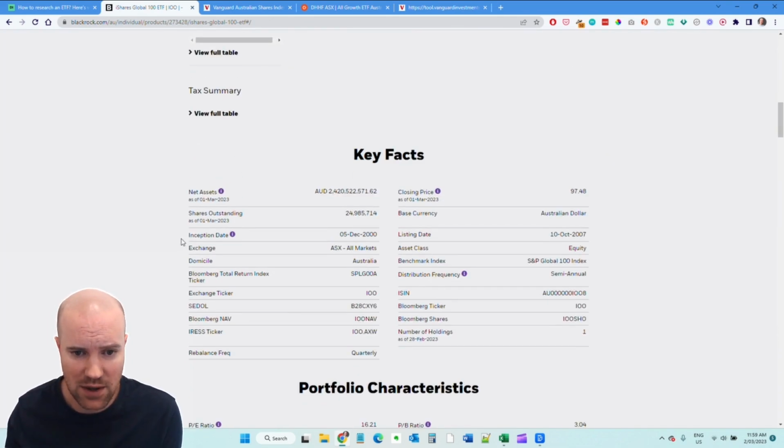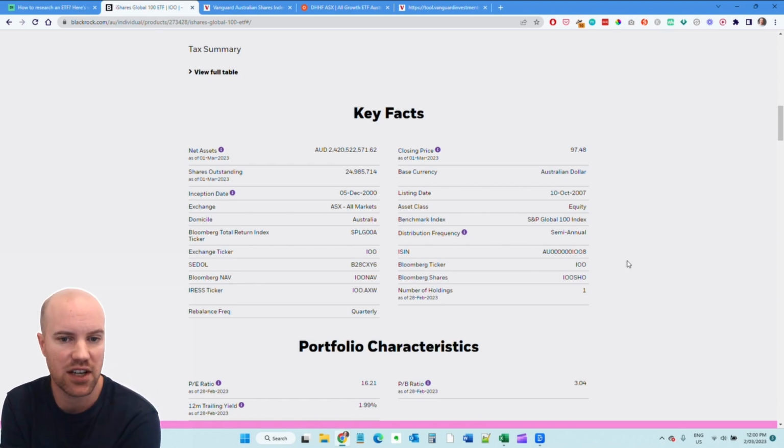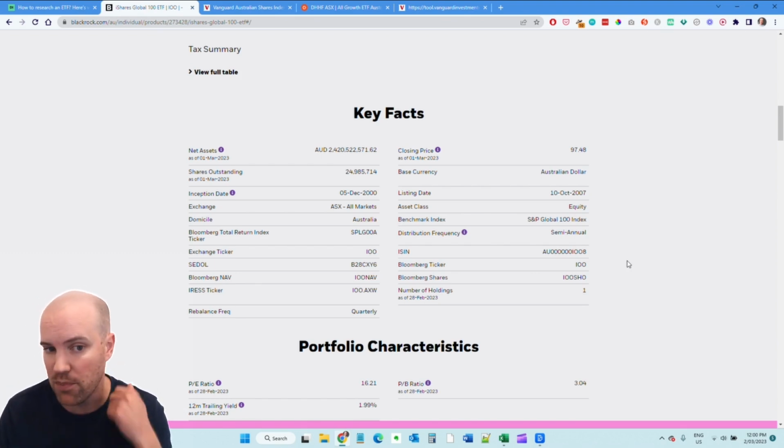As we keep scrolling down, we'll see key facts. So some key facts I look for are the size of the fund. So in here, it's labeled as net assets. So there's $2.4 billion in this fund at the moment. So that's quite big. So anything over really $500 million is quite a decent sized fund and one that makes it easier for you to buy and sell and means it's quite popular across investors in the market.